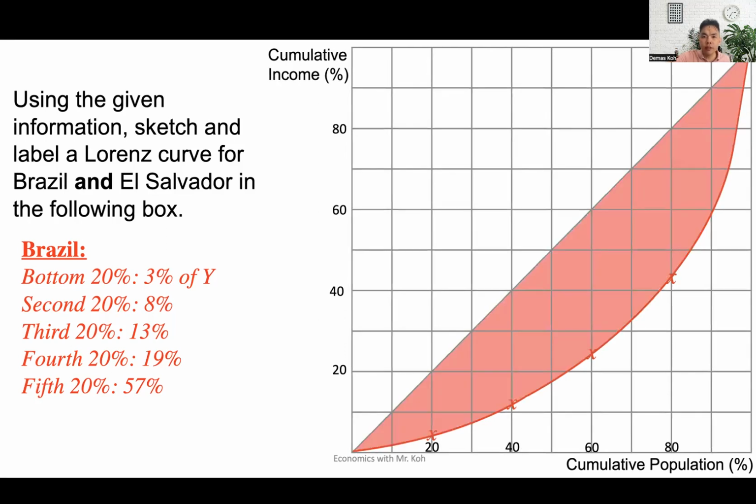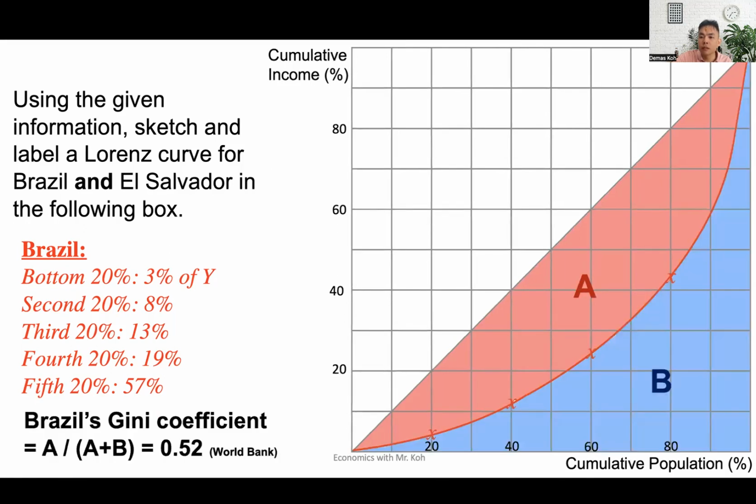And we're interested to find out the Gini coefficient. So that means we'll take area A divided by areas A plus B. And in this case, you would have 0.52. Yeah, and I've got the figures from the World Bank. So, that's for Brazil.